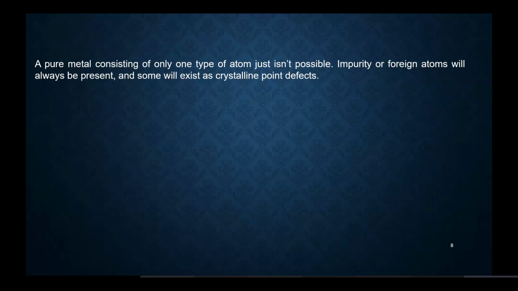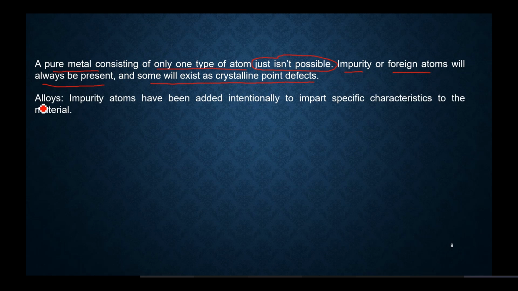Then comes another type of defect, which is substitutional point defect, and we'll come to that. It says that a pure metal consisting of only one type of atom just isn't possible. It is very rare to have a 100% pure element. Impurity or foreign atoms will always be present, and some of them will exist as crystalline point defects. For instance, in alloys, impurity atoms or foreign atoms are intentionally added to impart specific characteristics to the material.